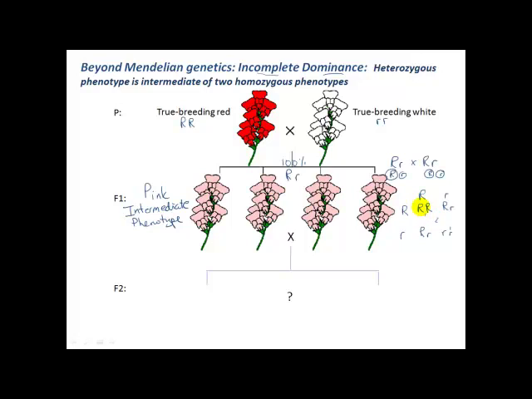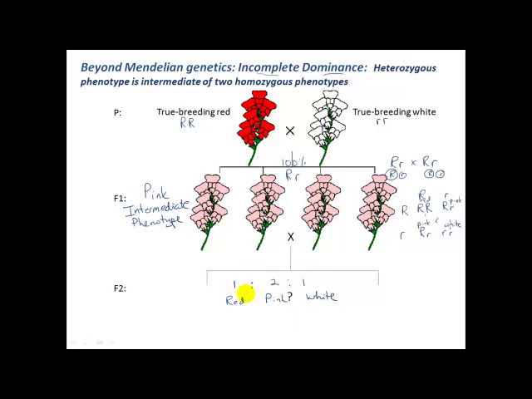This individual that has two red alleles would be red. These two individuals that have hybrid genotype or heterozygous would both be pink, as we saw in the F1 generation. These individuals that have only the white flower allele would be white. And so what we would get in this F2 generation is a 1:2:1 both genotype ratio and phenotype ratio of red, pink, and white.